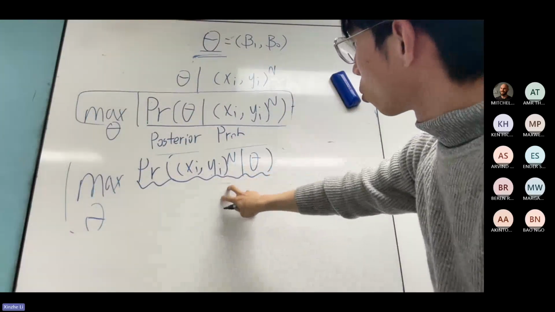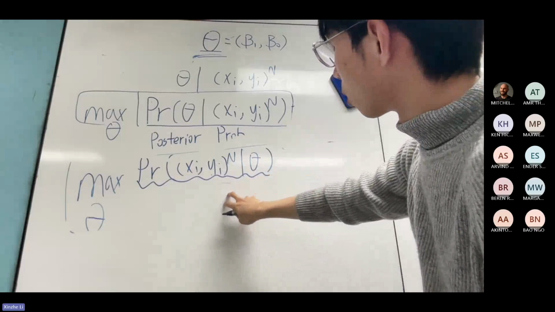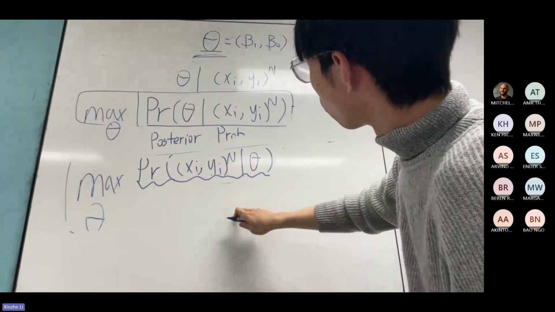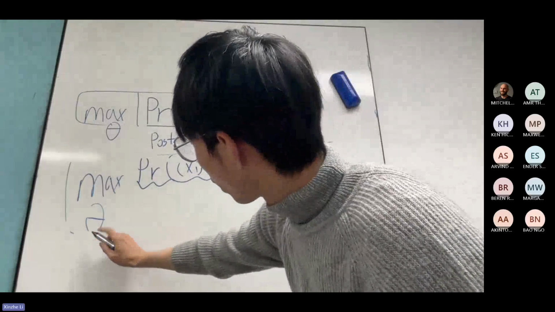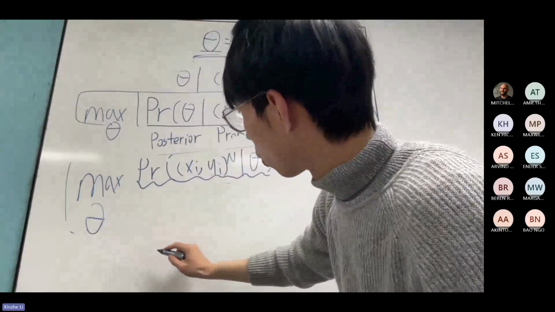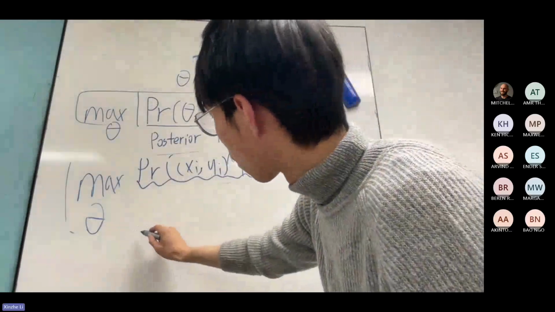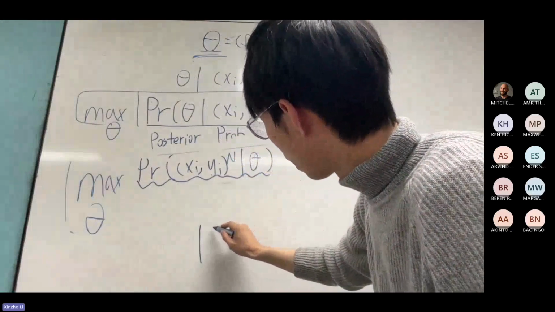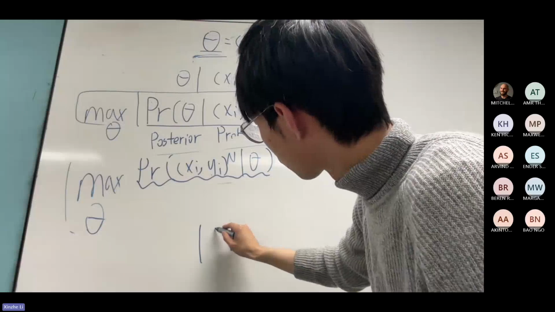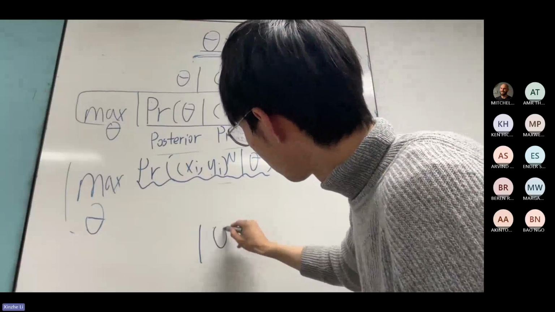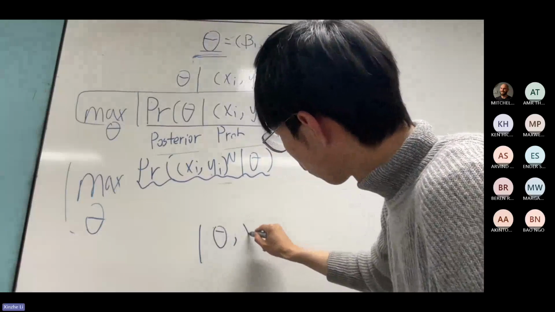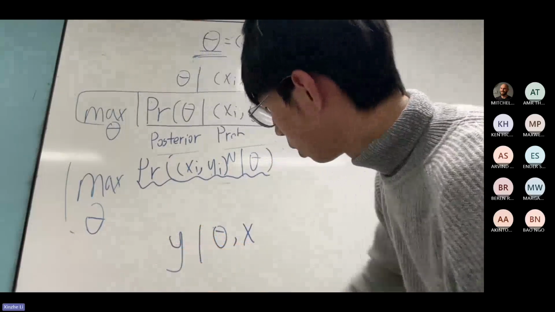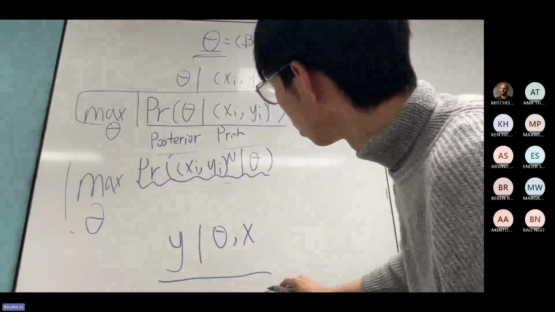But we can directly solve this. Because let's look at what we have. What we have is a model. In the supervised learning case, we have a model like this. Given theta, given the model, and given the output of the model, please give me the input. This is what we have, right?